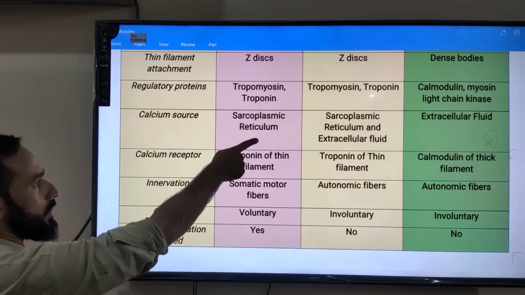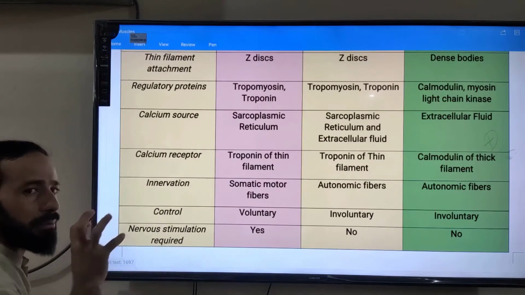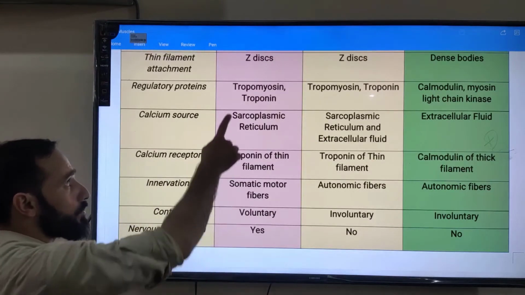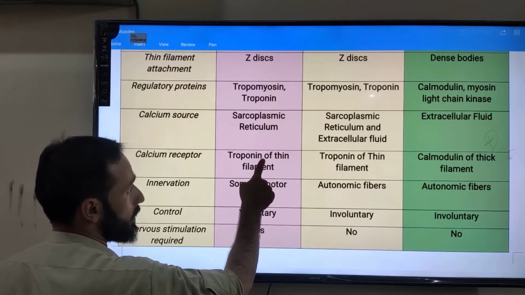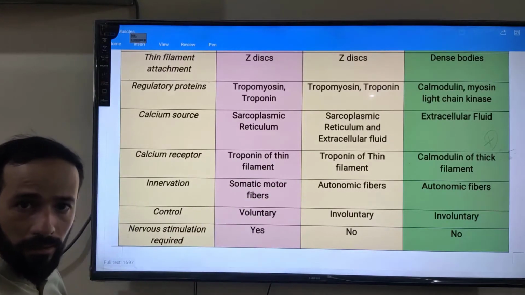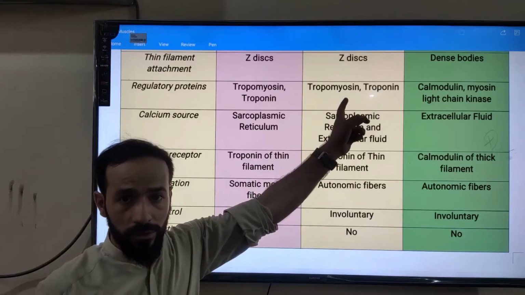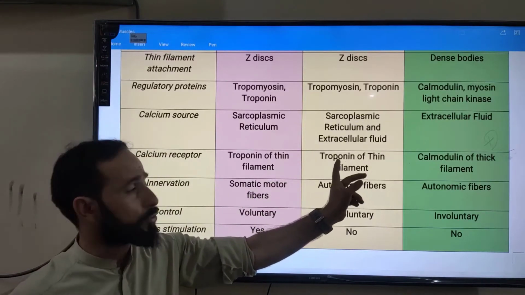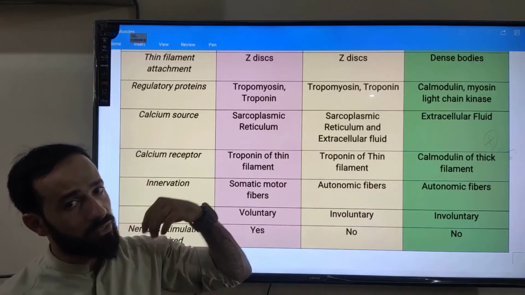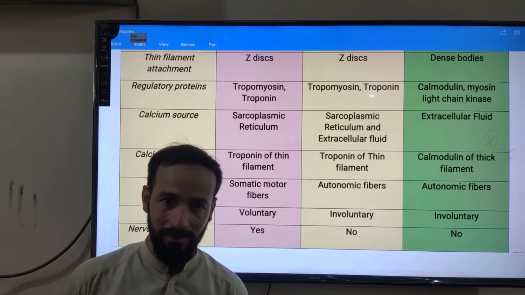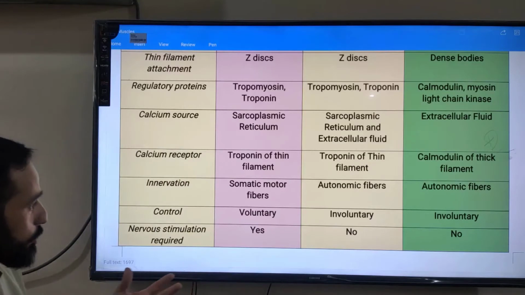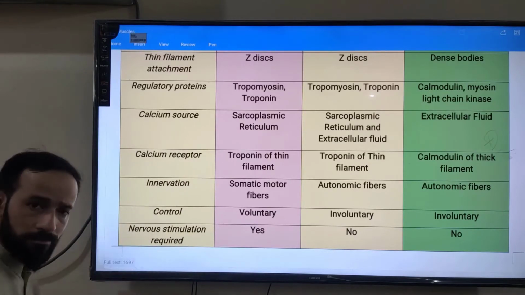What about the calcium receptor? When calcium comes inside the cell, to which protein does it bind? In skeletal muscle, it binds to troponin of the thin filament. In cardiac muscles, it will also bind to troponin of the thin filament, but in smooth muscles, it will bind to calmodulin of the thick filament. This is the difference.